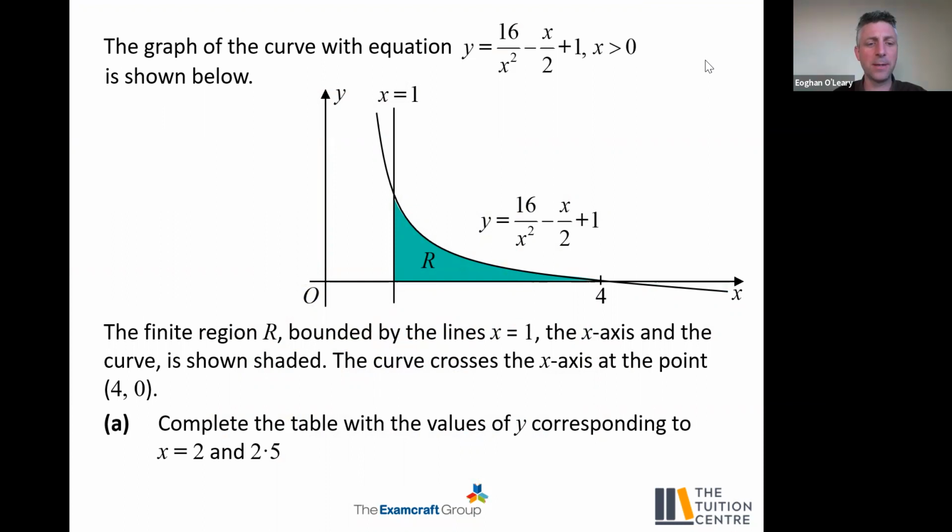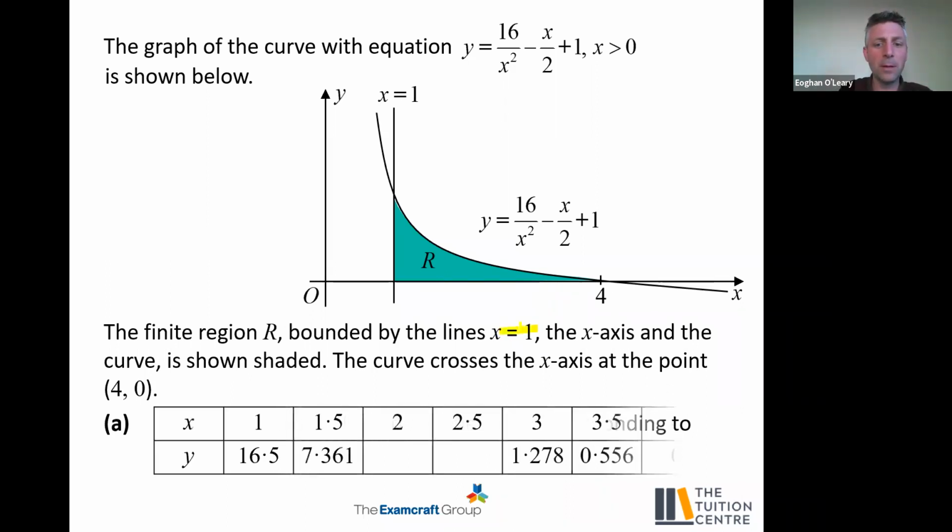We can see that. It says the finite region R is bounded by the lines x equals 1, so that's my vertical line, x equals 1, and the x-axis, okay, we know that, and the curve itself are shown. So that's our area in green. The curve crosses the x-axis at the point (4, 0), okay?